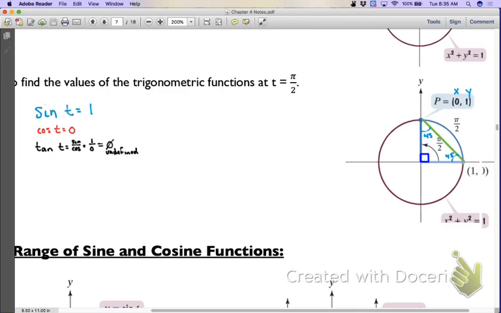Then, same thing. Now, instead of sine, excuse me, we're going to have cosecant of t. So what do I need to do with the 1? Take it, flip it. So what's the reciprocal of 1? 1.